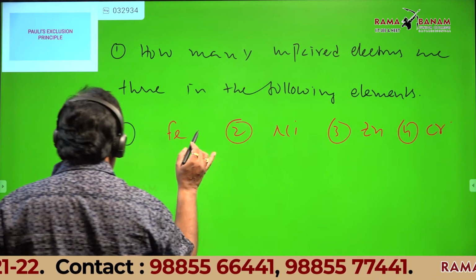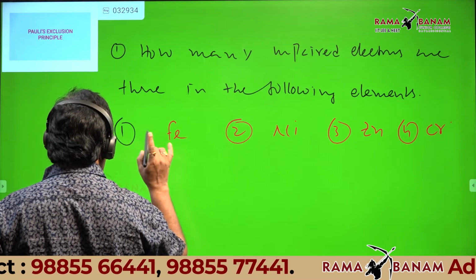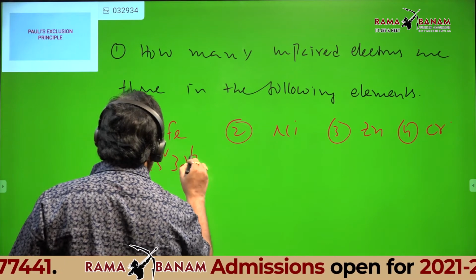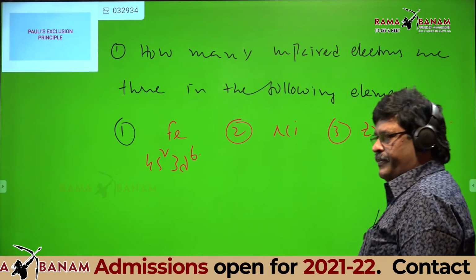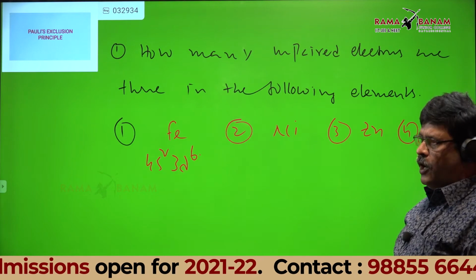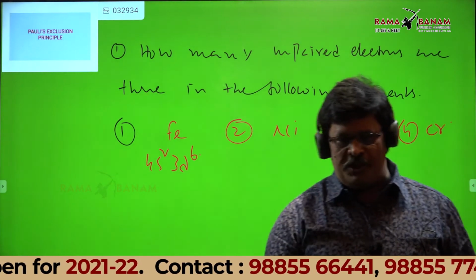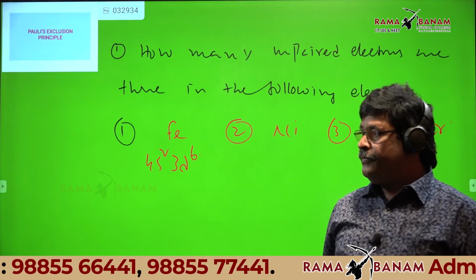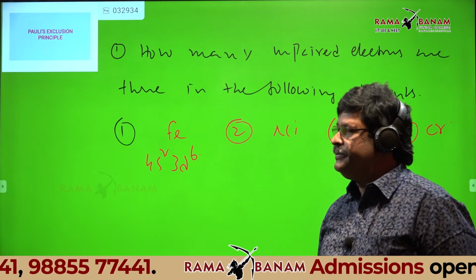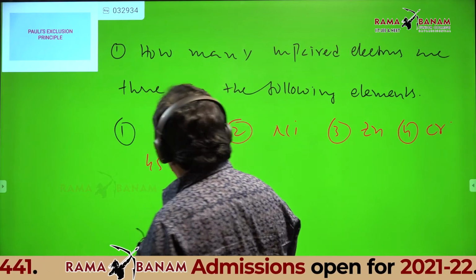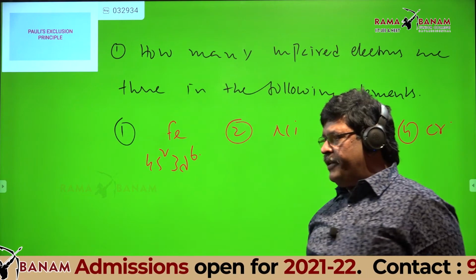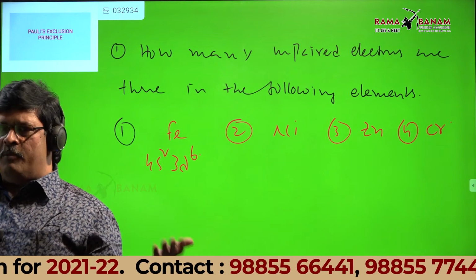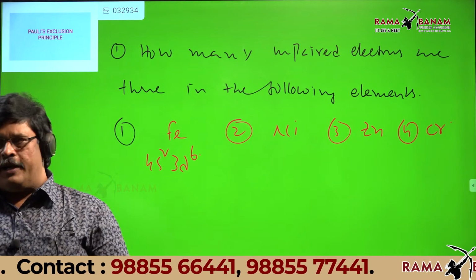For iron, I'll tell one example if you want. Iron is 4s2, 3d6, right, students? Can I write iron's outer configuration as 4s2, 3d6? Is it okay? Then you write like this the outer configurations for all the 4 and you decide the number, you write the number of how many unpaired electrons are there in the given 4 elements.